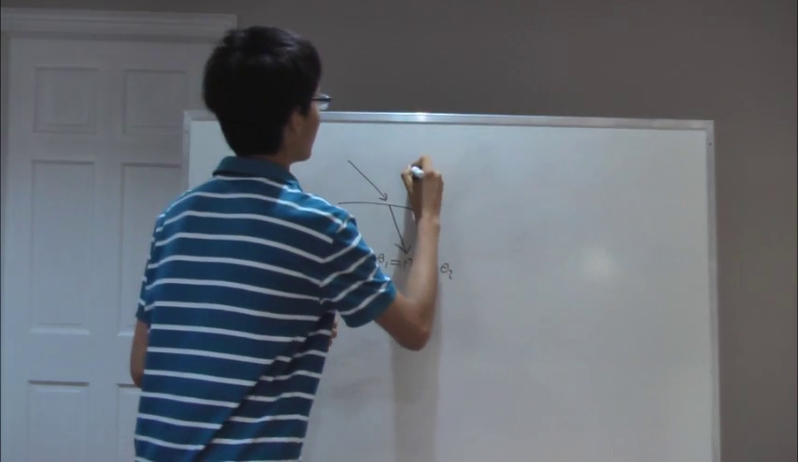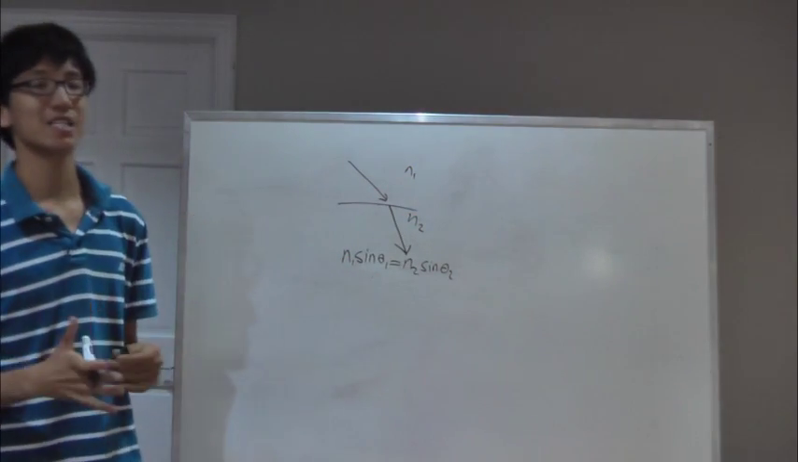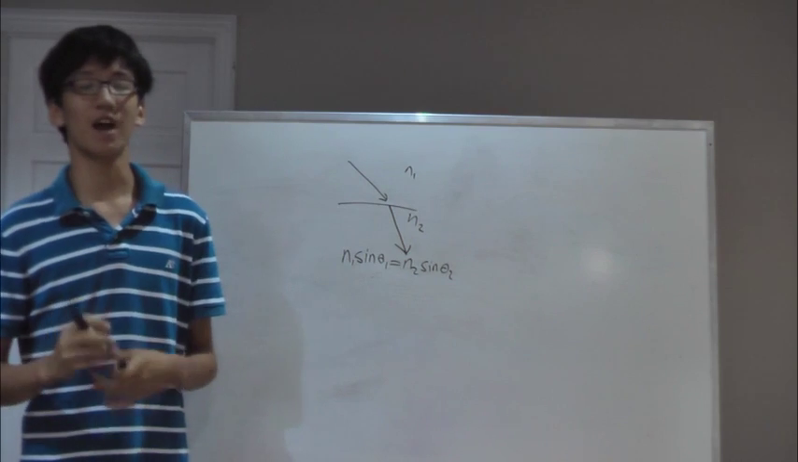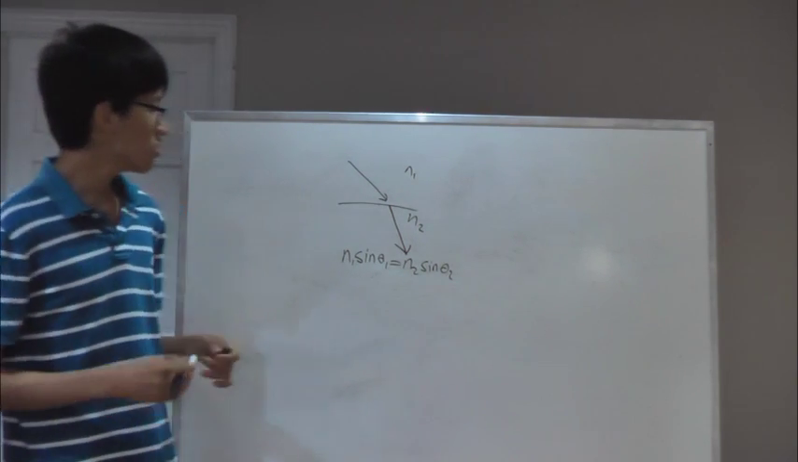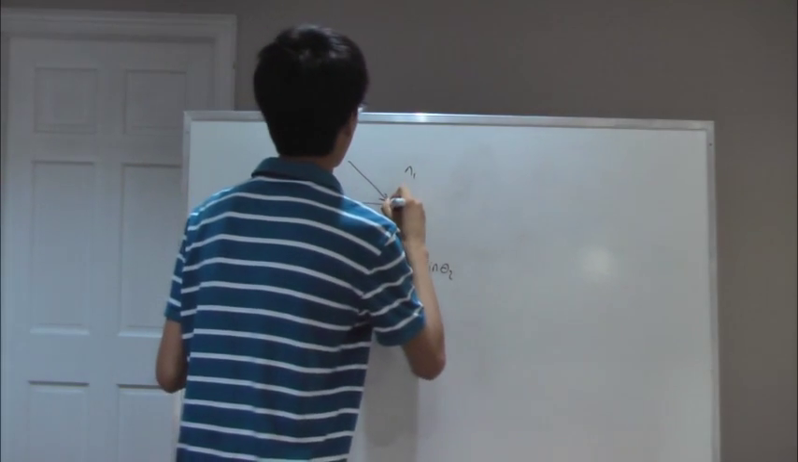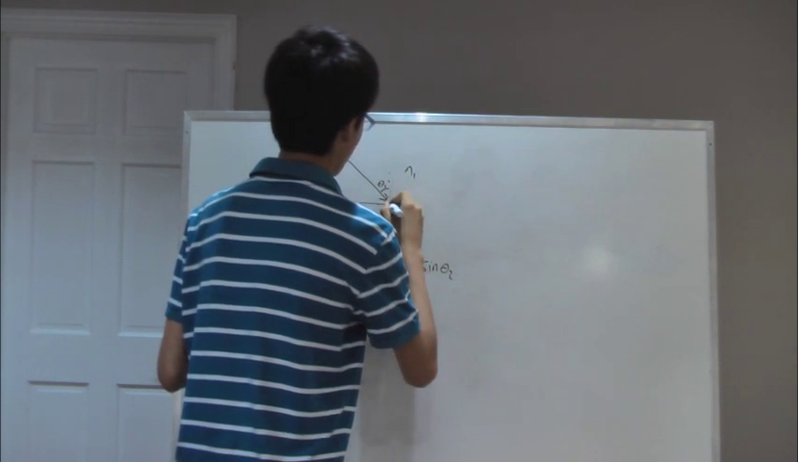So n1 and n2 are the indices of refraction, where the index is the ratio of c, which is the speed of light in a vacuum, over v, which is the speed of light in the medium. So then we have theta 1 and theta 2. And theta 1 and theta 2 are both with respect to the normal, like so.